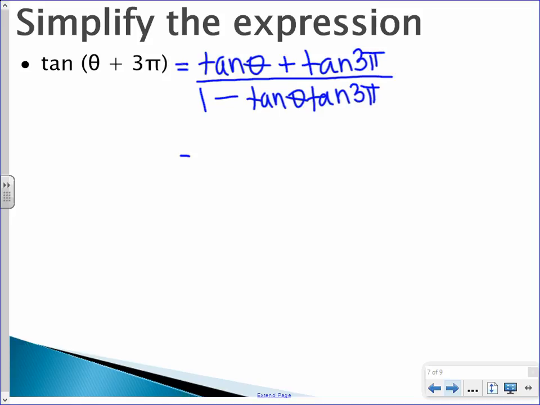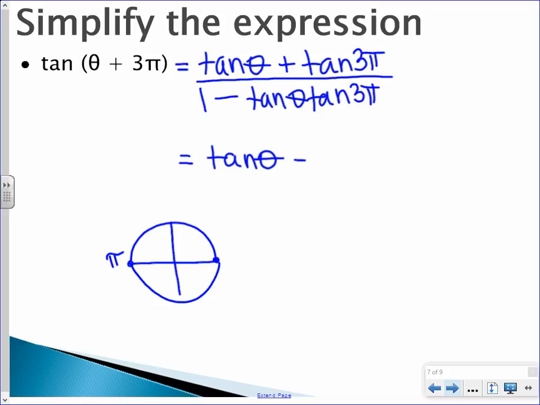Okay, so now let's simplify what we can. Tangent of theta, there's nothing we can do with that. Now tangent of 3 pi, let's think to ourselves first, 3 pi is the same as what angle? Pi. So the tangent of 3 pi is the same thing as evaluating the tangent of pi. Why is that? Here's 0, this would be pi. If we rotate to here, this would be 2 pi. So if we rotate 1 more pi, we'll be at 3 pi.